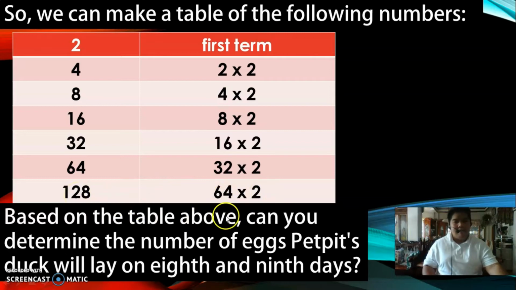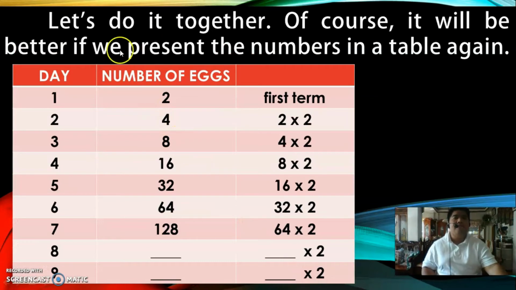Based on the table above, can you determine the number of eggs the pig stock will lay on 8 and 9 days? Let's do it together. Of course, it will be better if we present the numbers in a table again. For day 1, the number of eggs are 2. That's your first term. For day 2, the number of eggs is 4. Therefore, that is actually 2 times 2. For day 3, that is 8.